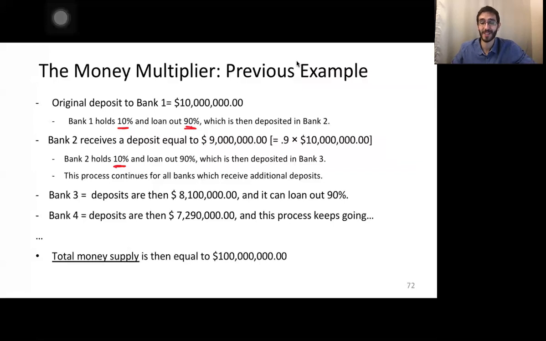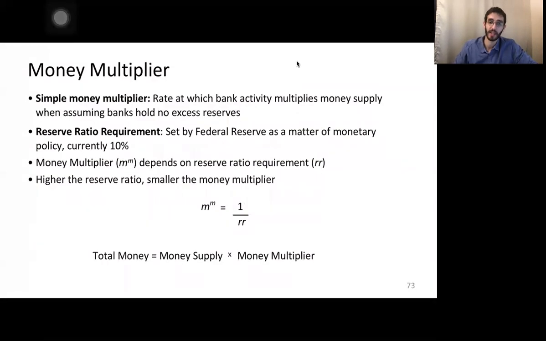I incentivize you to test mathematical proofs and mathematical equations and formulas, because what's the point of just believing things? You make sure you understand why these formulas are put in place, okay? But it's exactly what we're going to talk about now, is how can we more quickly get to this idea of the overall money supply in an economy, okay? It's the simple money multiplier, right? So it's the rate at which a bank activity multiplies the money supply when assuming banks hold no excess reserves.